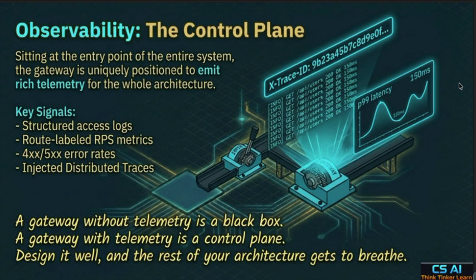Now, I have a question for you. Which of these throttling algorithms are you currently using in your production stack? And have you ever had a boundary burst take you down? Let's discuss in the comments.